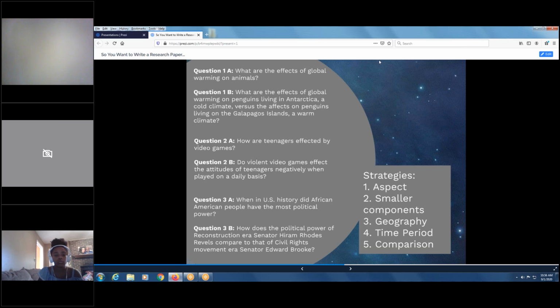So what strategies have I used here to narrow this question? Can you identify any of the strategies that I've used to narrow the question? Yes, temperature. So I have created another aspect of adding the temperature, cold climate versus warm. We're comparing the two. Yep. Geography, I've narrowed it down to the Galapagos Islands and Antarctica. And then penguins. Yep, specified penguins. Good job, guys. All right, so let's move on to question 2 then.